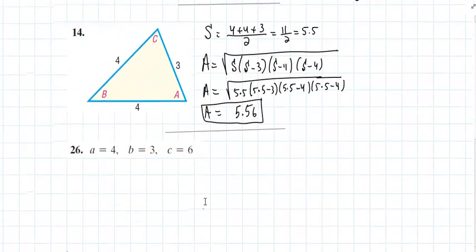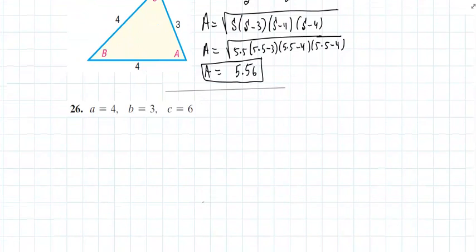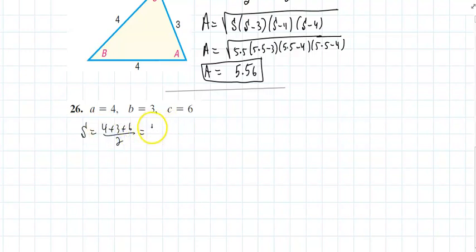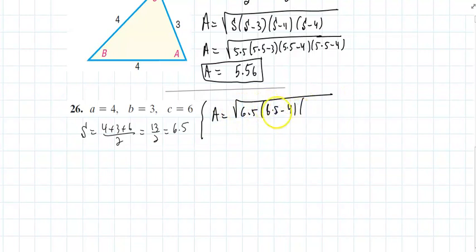And there it is again. Again, I could draw the triangle, there's no need. I know that I need to find S, and that is 4 plus 3 plus 6 divided by 2, which is 13 over 2, which is 6.5. And area is going to be the square root of 6.5 into 6.5 minus 4, 6.5 minus 3, and 6.5 minus 6. And if I throw this in the calculator, there's my area, and that's pretty much the whole section.